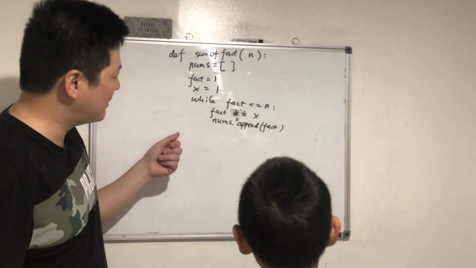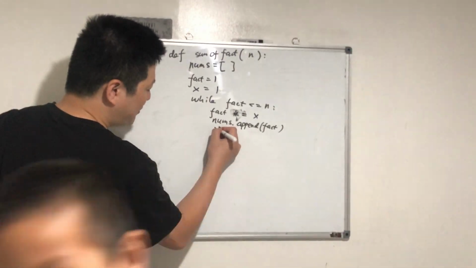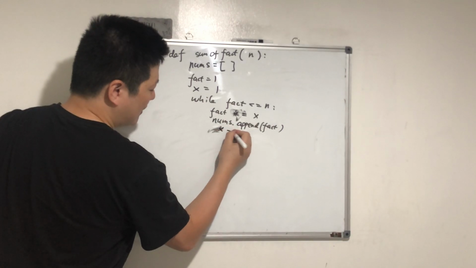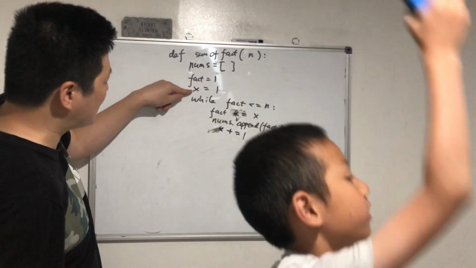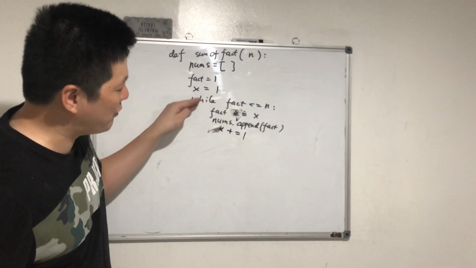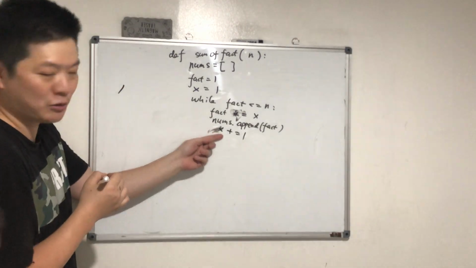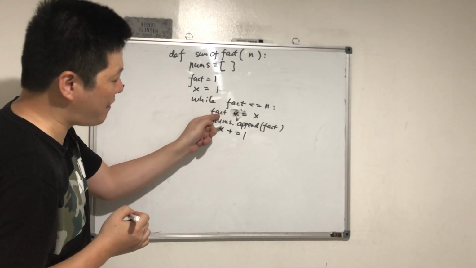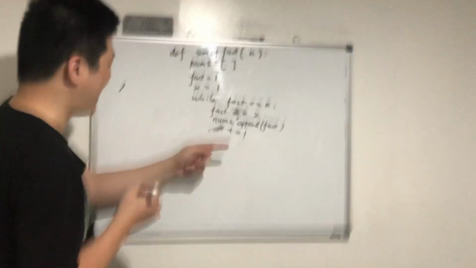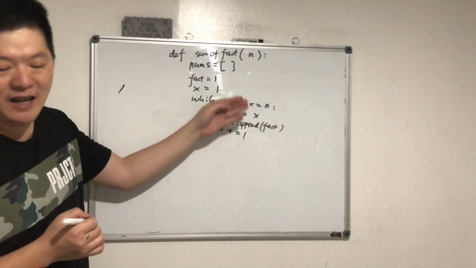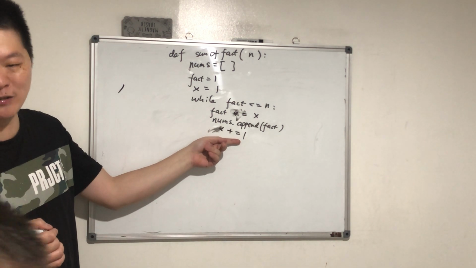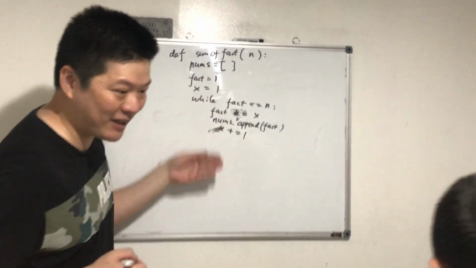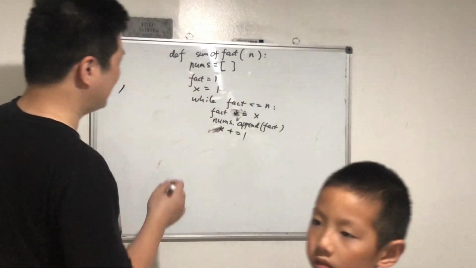What happened to x? x is x plus 1. Okay, x plus equals 1. So x equals 1, fact times 1 is 1, and we put 1 in the list, and then x equals 2, and fact equals 2, right? Put the 2 in the list, and 2 times x plus 1, which is 3. 2 times 3, yeah, you got it? And I'll put it in the list, nums.